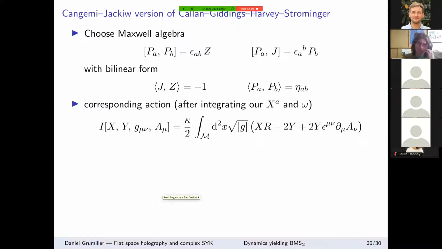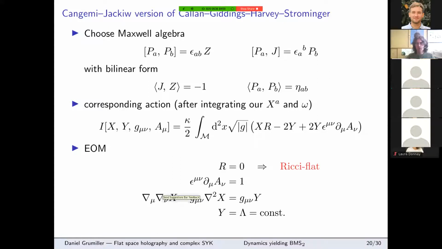Now, if you integrate out the auxiliary fields XA, which you can think of as Lagrange multipliers for the torsion constraint, and you integrate also out the spin connection, then you end up with this mixed second first order action where we have the metric and the dilaton, but also this auxiliary field Y and the Maxwell connection. And this is the action, the bulk action that we're going to focus on. So this is the Kangemi-Chakif version of the CGHS model.